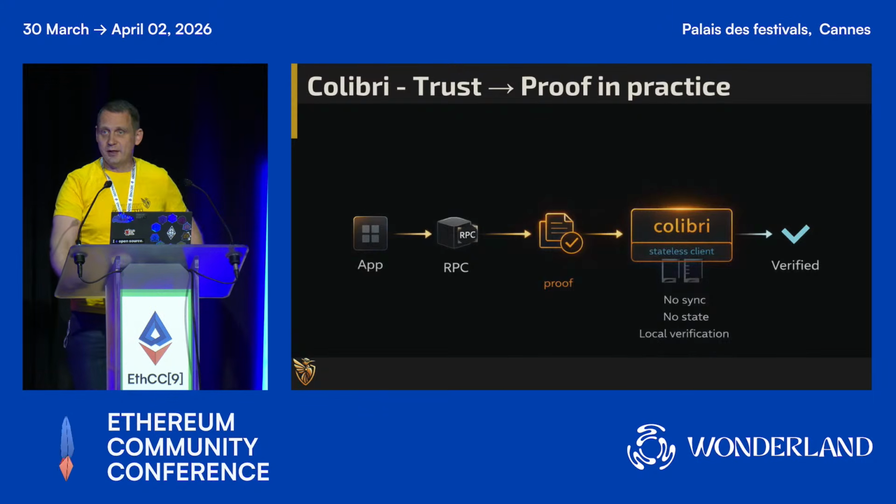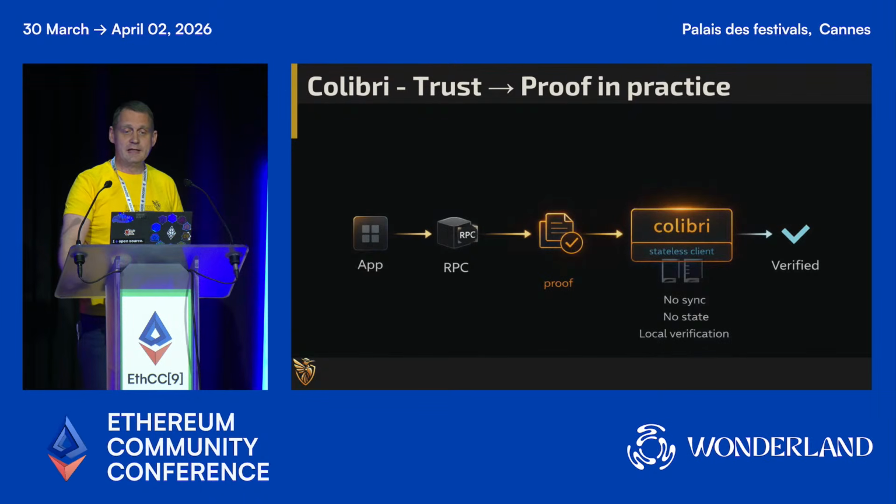Colibri, and that's what we're building, is a fully stateless client. It verifies blockchain data locally. No sync, no stored state, no trust in RPC. When the application requests data, Colibri receives the answer together with proofs, and it verifies the execution that the data is part of the block and consensus that the block is valid and part of the canonical chain. And only then the data is accepted.